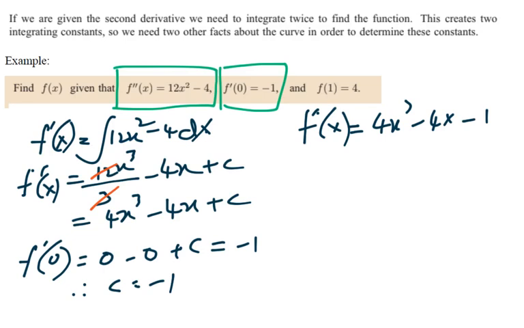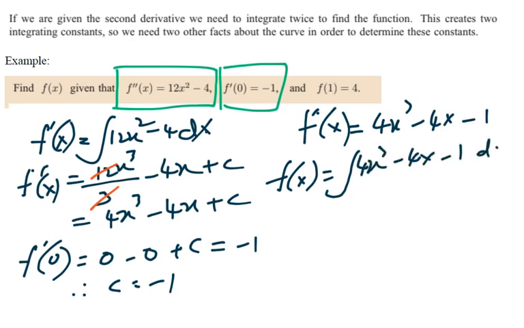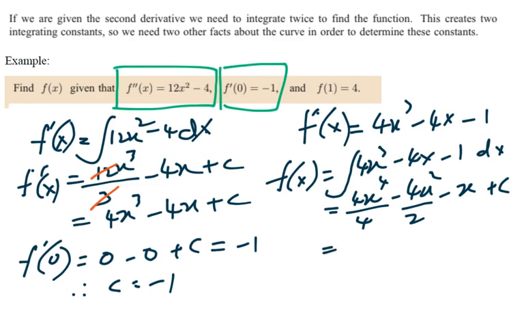To continue with this, all you need to do is the second round of integration, where to get f(x) I need to integrate 4x cubed minus 4x minus 1 with respect to x, and you are getting 4x to the power of 4 divided by 4 minus 4x to the power of 2 divided by 2 minus x plus c. Simplify the equation, and you will be able to get x to the power of 4 minus 2x squared minus x plus c.